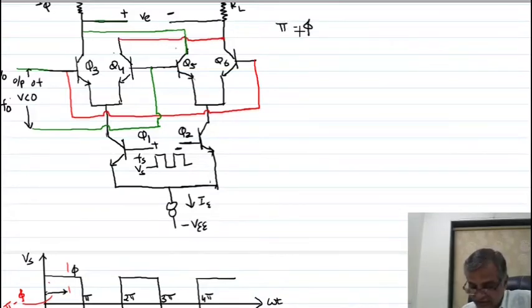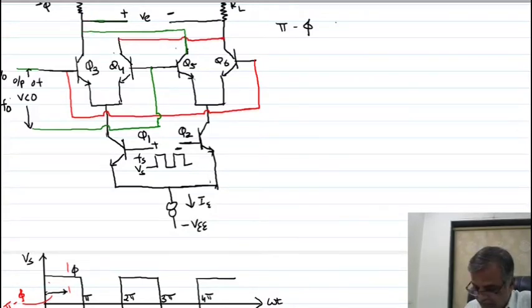As a result, you can say this is positive, this will conduct, it is in forward bias. Q3 is in forward bias, current flow is maximum. This is positive, current flow is maximum, output at this collector of Q3 is very low.